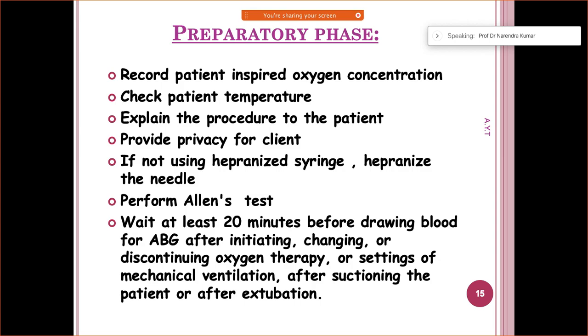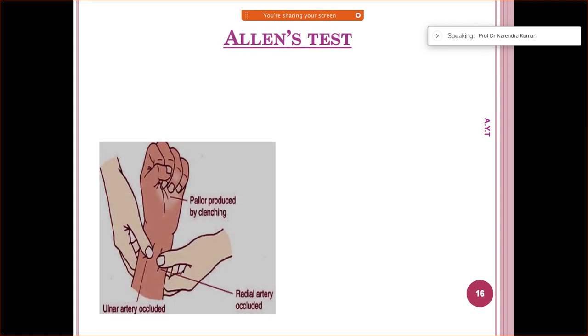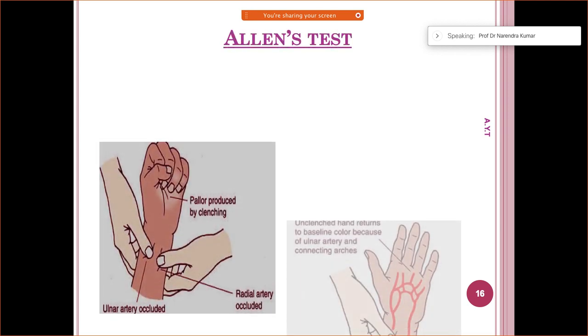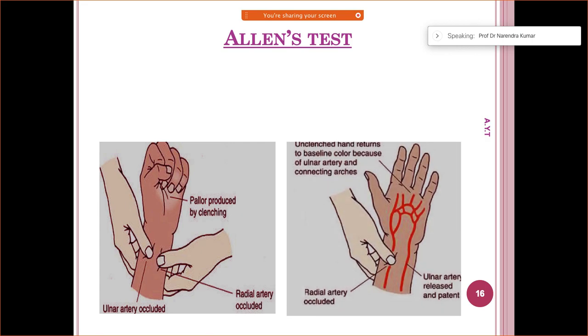So, what is Allen's test? Does anyone remember? Let me try to show you something bigger. Okay, does this remind you of something? So, Allen's test is actually a test which is done to determine that collateral circulation is present from the ulnar artery in case thrombosis occurs in the radial. So, this is a wonderful test and it should ideally be done before an ABG.